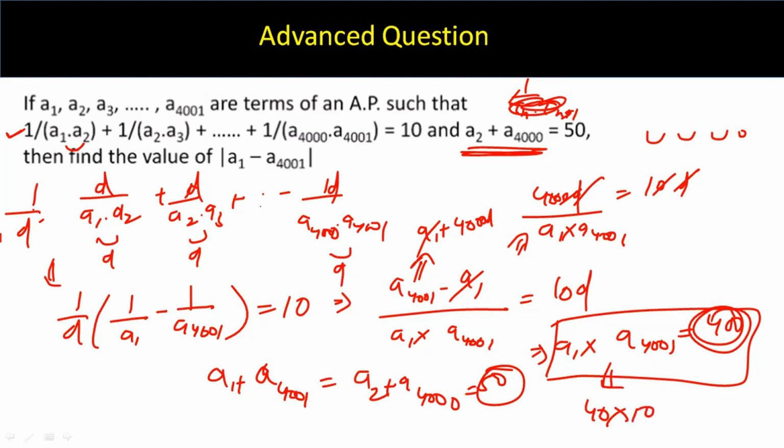Which means डिफरेंस कितना होगा? पूछा गया a1 minus a 4001 पूछा है. So you know from here कि a1 is equals to 40 and a 4001 is equals to 10. या तो ये ले लो या उल्टा ले लो, it will not make a difference क्योंकि फाइनली तो मॉड्यूलस पूछा है. तो डिफरेंस कितना हो गया? 40 minus 10, it is 30. It is 30 is your answer.